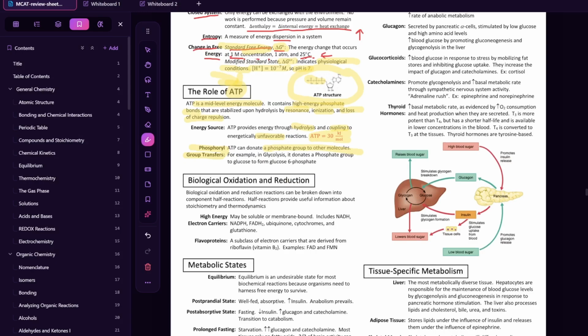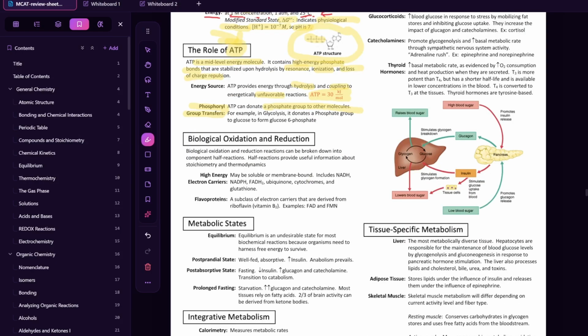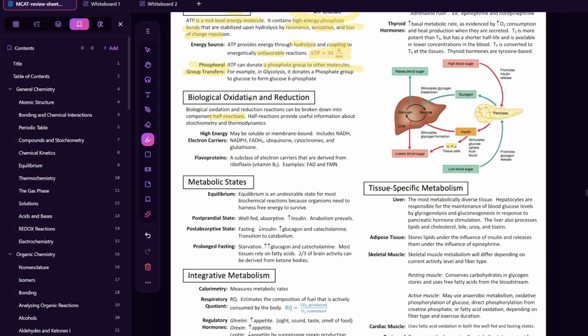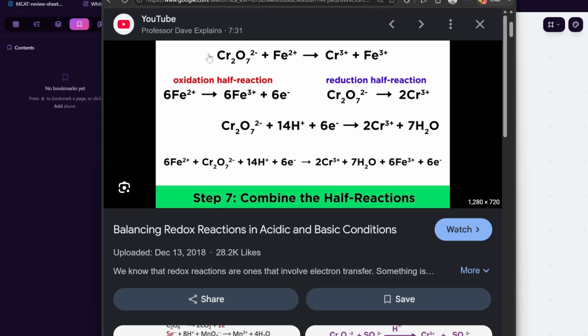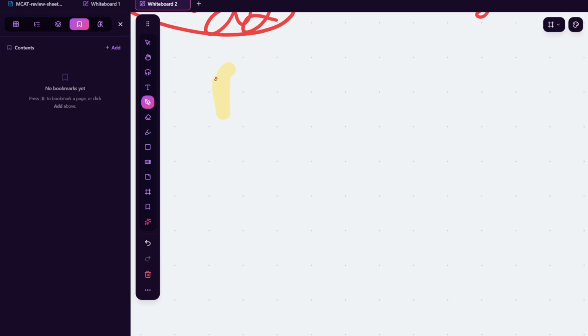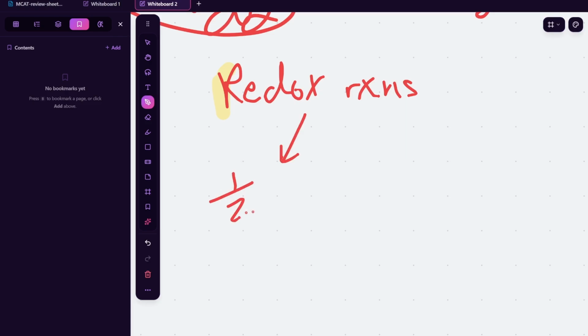So now, for biological oxidation and reduction, we see that redox reactions can be broken into half reactions. This is important to know because in general chemistry, you can split a redox reaction into an oxidation reaction, here iron oxidation, and another reaction that is the reduction, what chromium is doing over here. I'm not doing a chemistry review right now, but redox reactions can be broken down into half reactions.